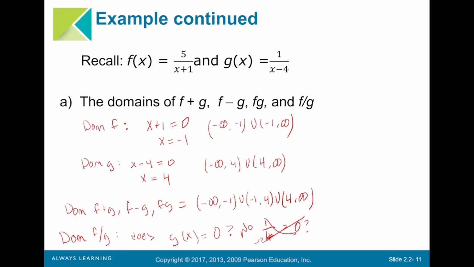Which means the domain of f over g is the same as the domain above. -infinity to -1, union -1 to 4, union 4 to infinity. It's the same as the one above. There's no zeros to worry about, essentially.